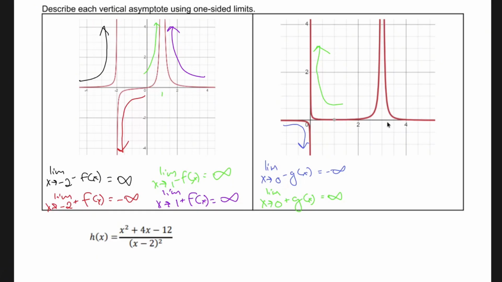My other vertical asymptote appears to be 3. So as I go towards 3 from the left, I'm shooting up to positive infinity. And as I'm going towards 3 from the right, I'm also shooting up to positive infinity.